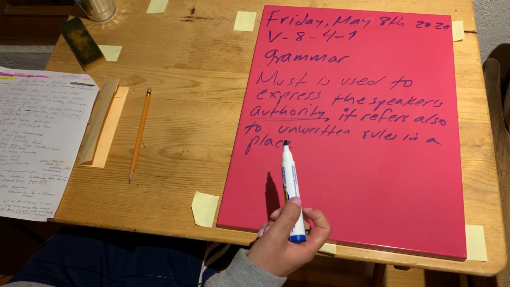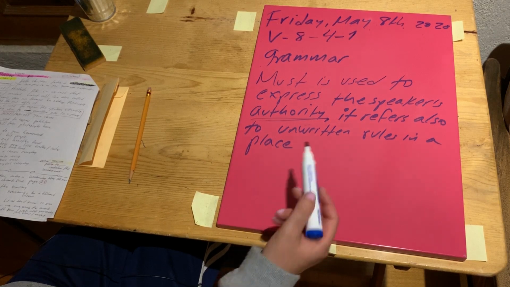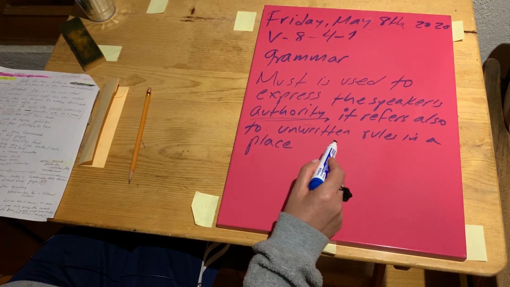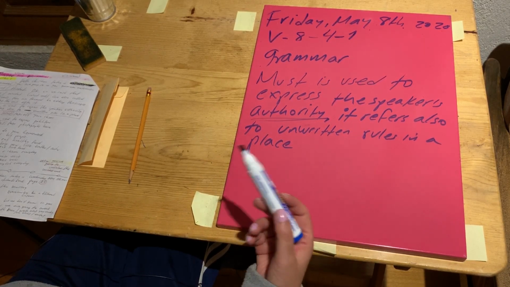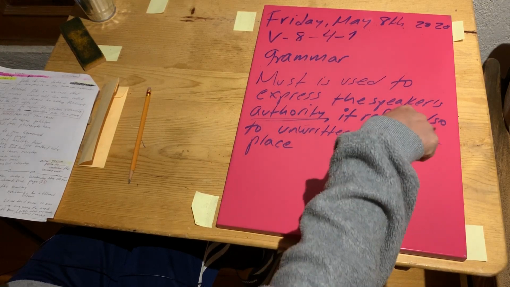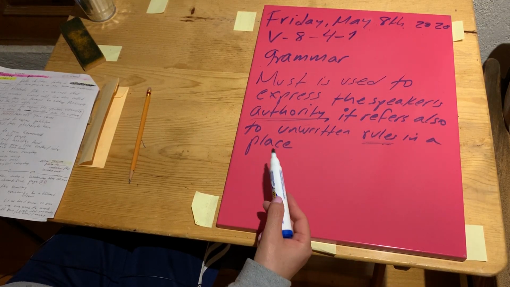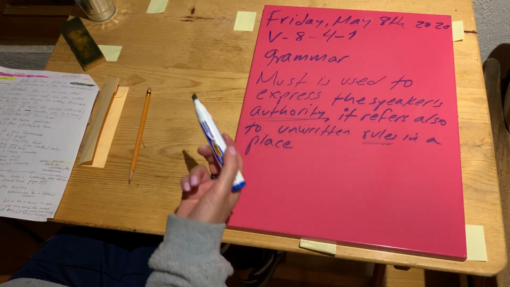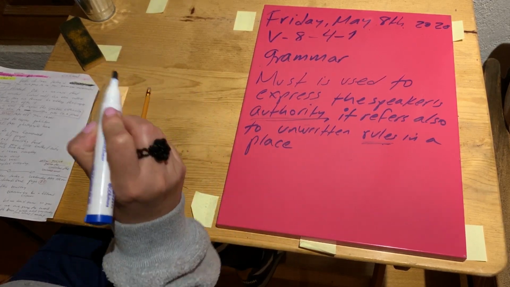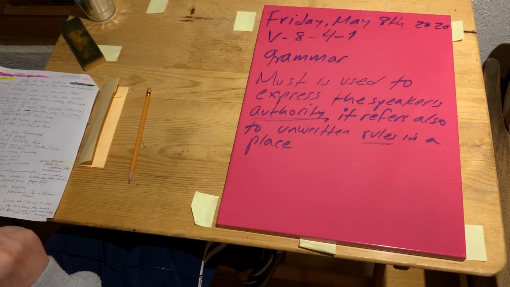Vamos aquí a expresar la autoridad del que está hablando. And it refers also to unwritten rules in a place. Y se va a referir también a las reglas que no están escritas en un lugar. For example, if you go to a museum, a lo mejor vas a poner, you must not take pictures, okay?